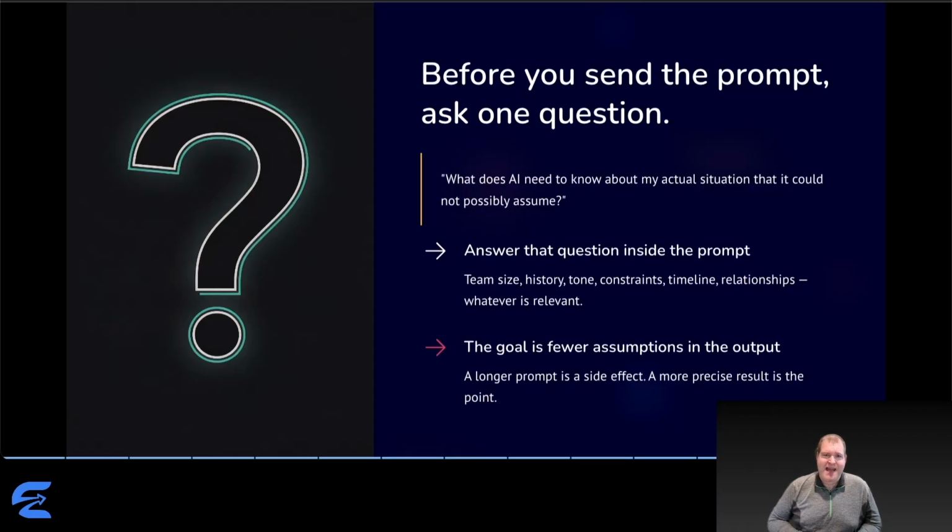When you make this a habit, you'll notice that outputs requiring 2 or 3 rounds of revision start landing closer on the first attempt. The model didn't get smarter. You stopped making it guess.